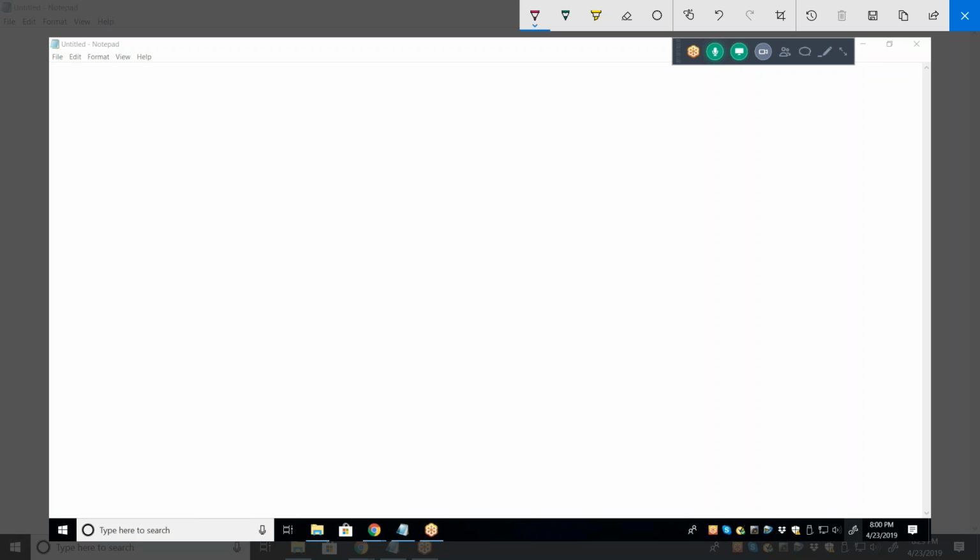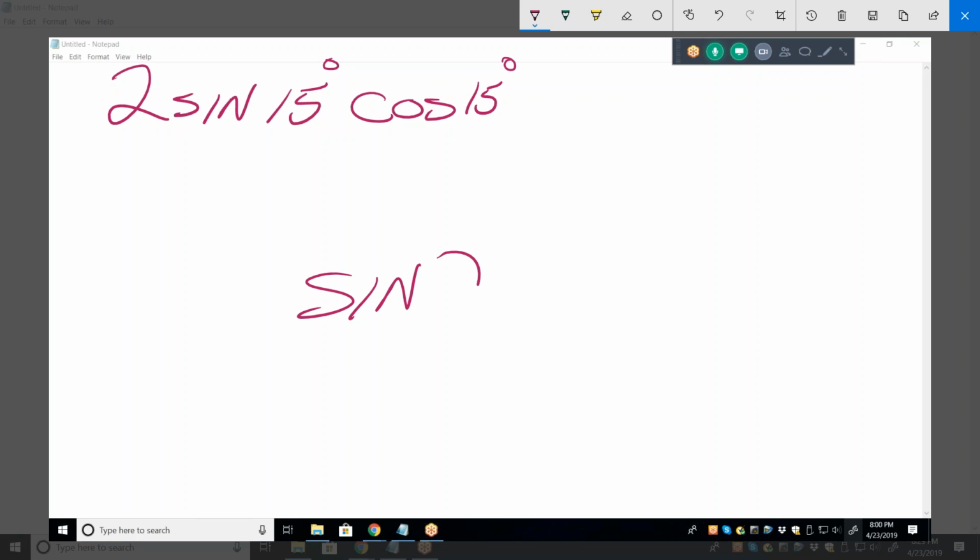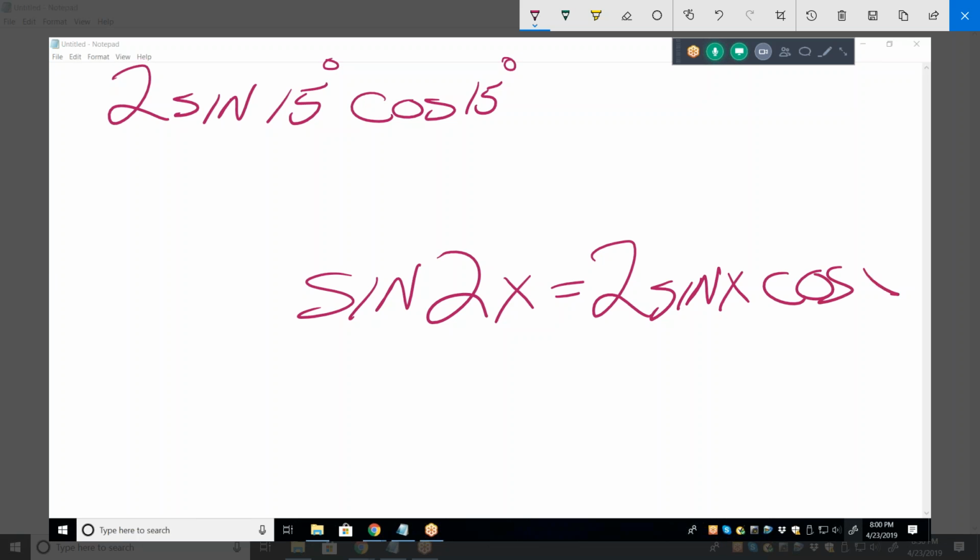2 sine 15 degrees, cosine 15 degrees. And then it says, write each expression as the sine, cosine, or tangent of a double angle and find the exact value of the expression. Okay. Tell me what this is equal to. What's the identity? 2 sine x cosine x. Does that look familiar with this?